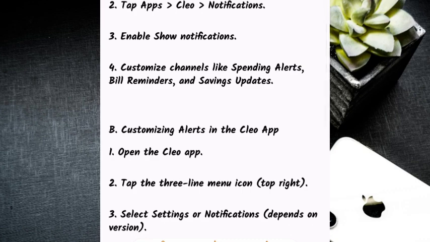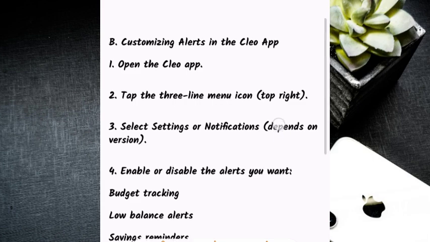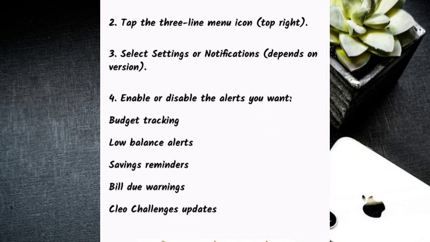Now for customizing alerts in the Cleo app, what you've got to do is open the Cleo app first, and then tap the three lines menu icon at the top right corner, and then select Settings or Notifications, of course depending on the version. And once that's done, you want to enable or disable the alerts that you want. You can have budget tracking alerts, low balance alerts, savings reminders, bill due warnings, and Cleo's challenge updates.